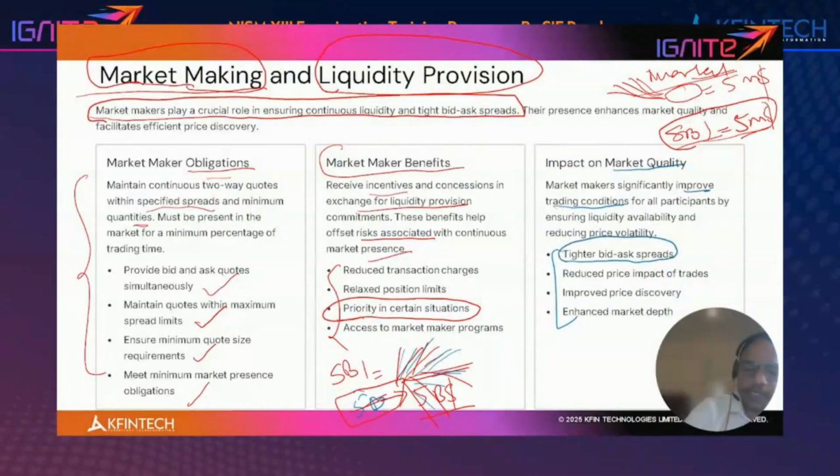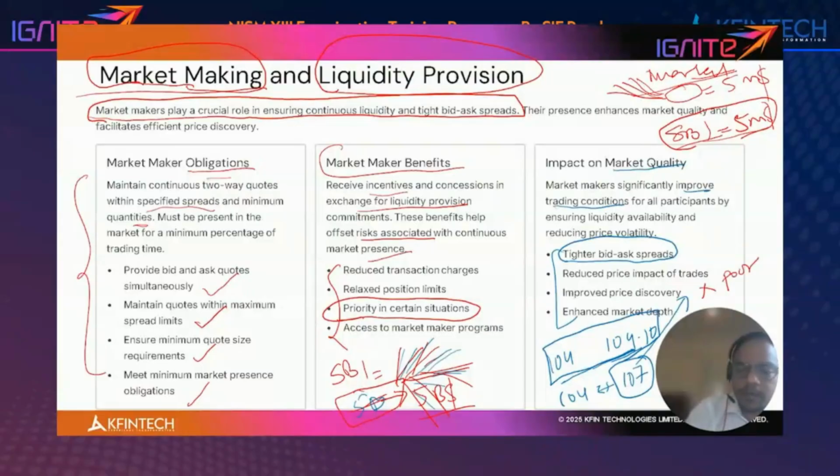What are bid-ask spreads? Suppose a buyer is buying at 104 and the seller is selling at 104.10. This is tight because the difference is less, so it's a good market. But suppose I want to buy at 104 and the seller is not there at 104, he's at 107. That means it's a wide spread. That is a poor market. So because the market maker is there in the market, the bid-ask spreads always remain tighter because they continuously supply the purchase and sale inventory.